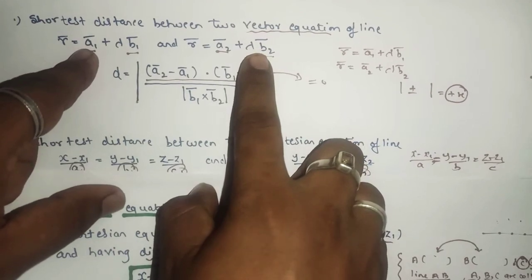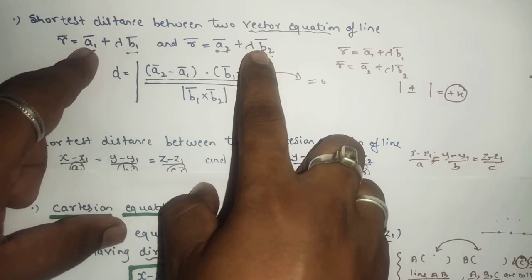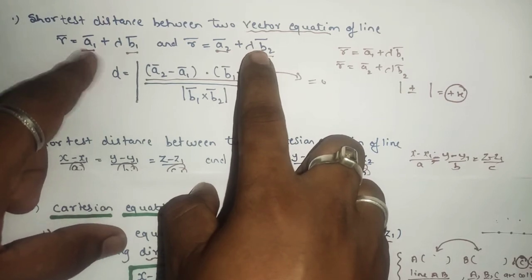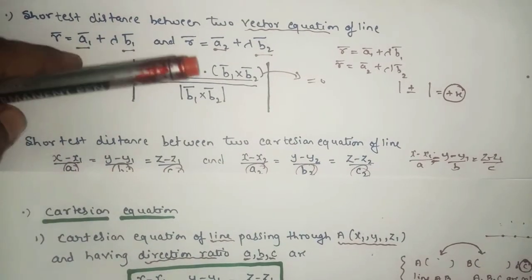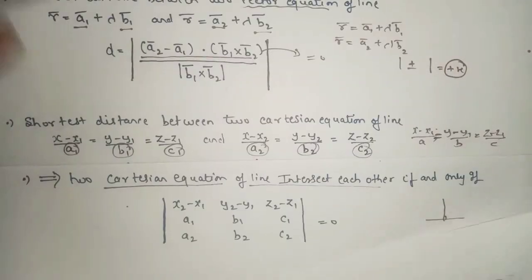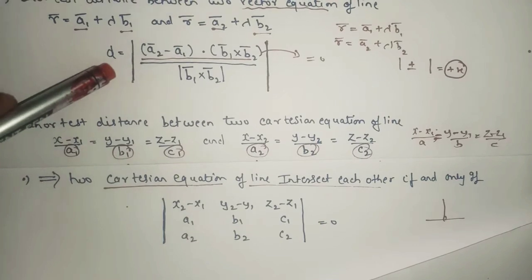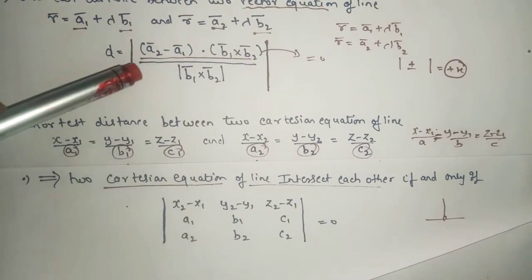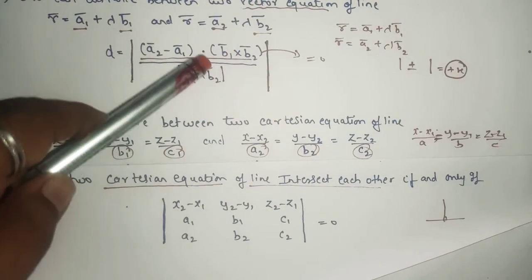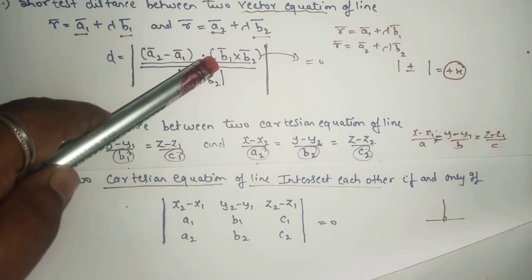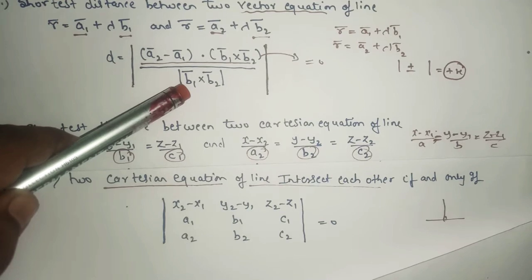I hope you all know the vector equation is exactly what. It is r bar equals a bar plus lambda b bar. Yes or no? Suppose you have two vector equations, then you have to use this formula. What is the formula? D, the distance, equals mod of, in the first bracket you write a2 minus a1, dot product, in the second bracket you write b1 cross b2, and in the denominator you write the magnitude of b1 cross b2. Yes or no?